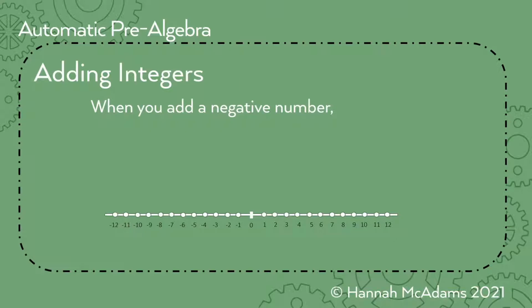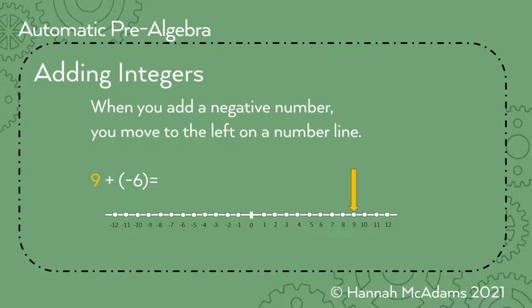When you're adding a negative number, you want to go to the left? You go to the left. You're so smart, Ellie. Here we have 9 plus negative 6. If we start with 9, we're going to go to the left because it's negative 6 spaces.